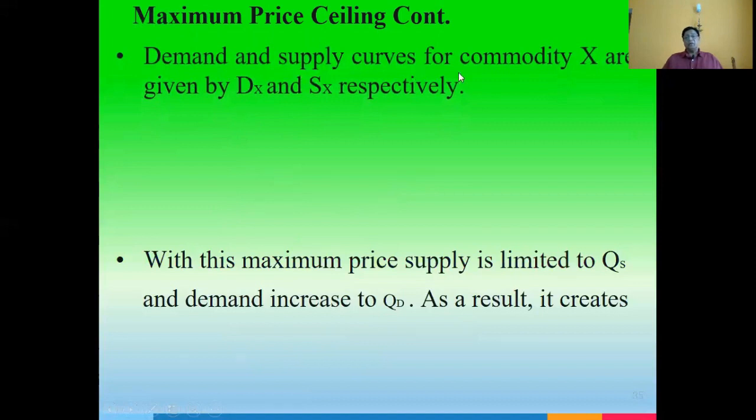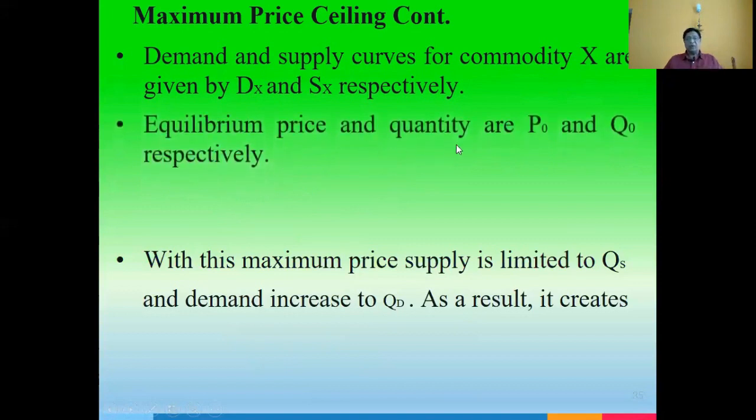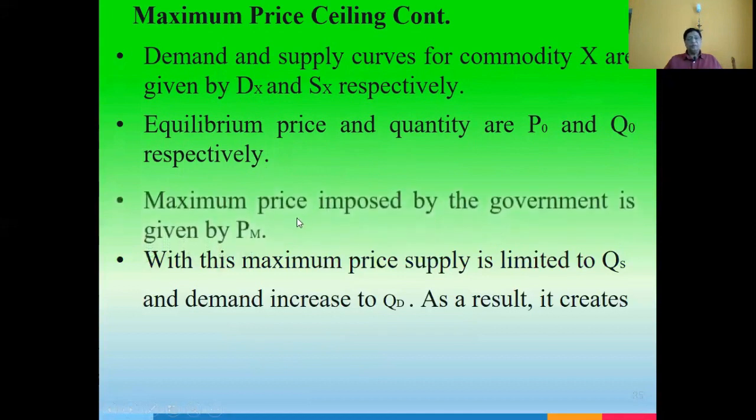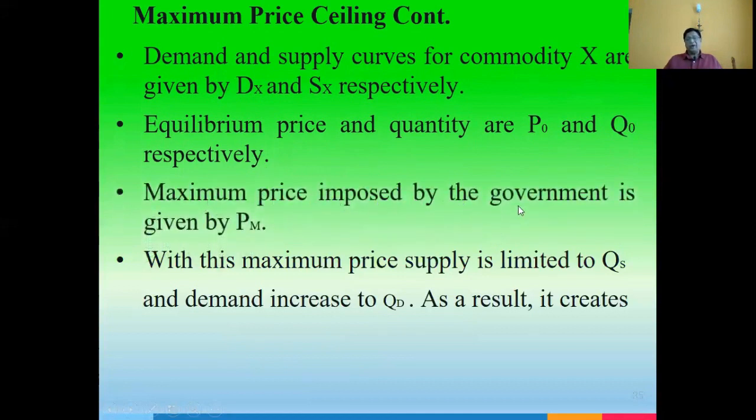Demand and supply curve for commodity X are given by dx and sx respectively. That is what we have discussed. Then equilibrium price and quantity are P0 and Q0 respectively. Then maximum price imposed by the government is given by PM. With this maximum price, supply is limited to Qs and demand increases to Qd. As a result, it creates excess demand of Qd minus Qs.